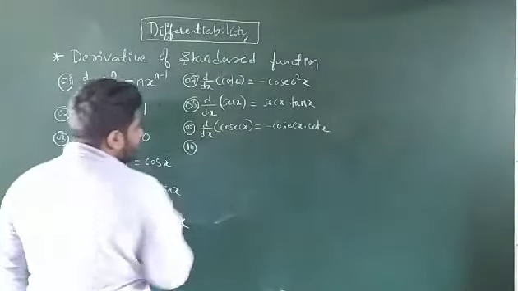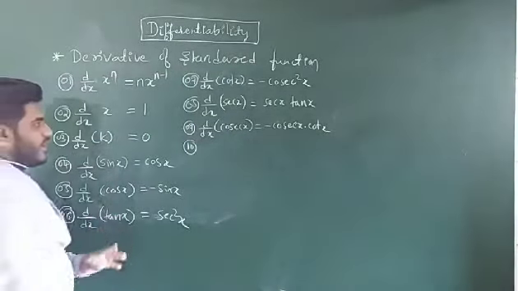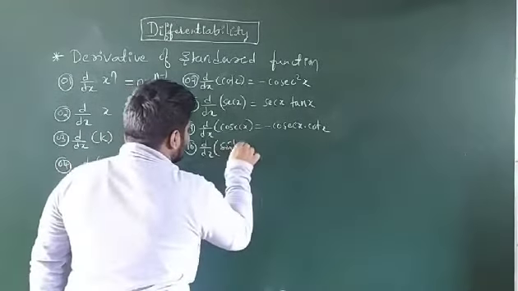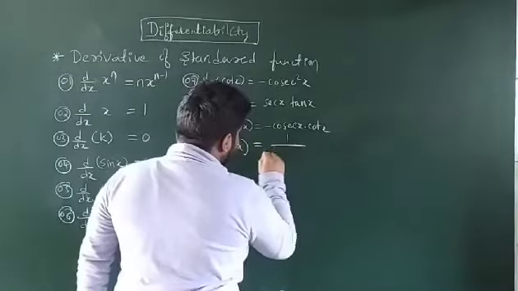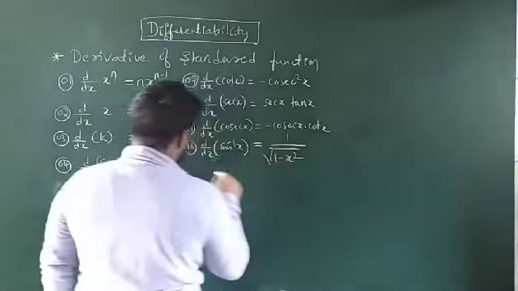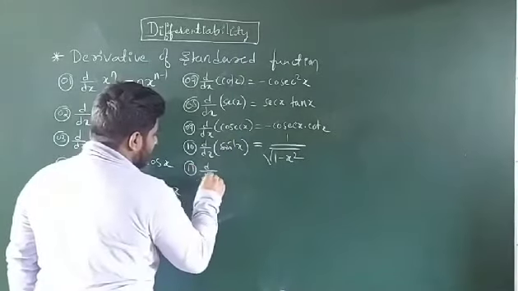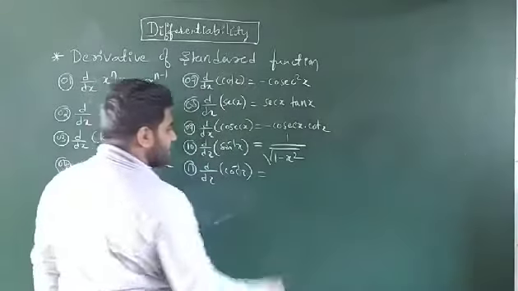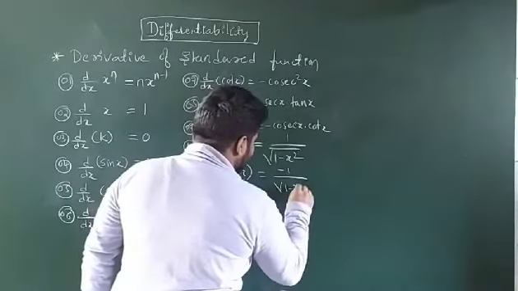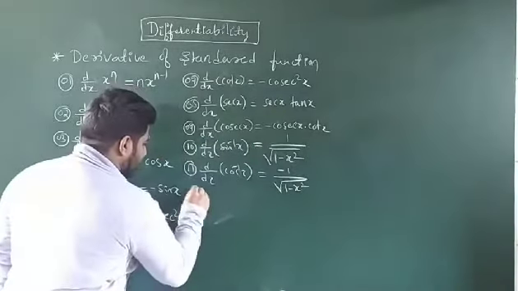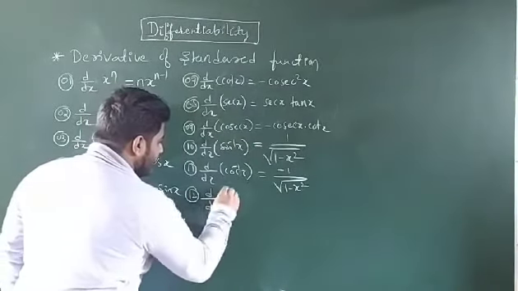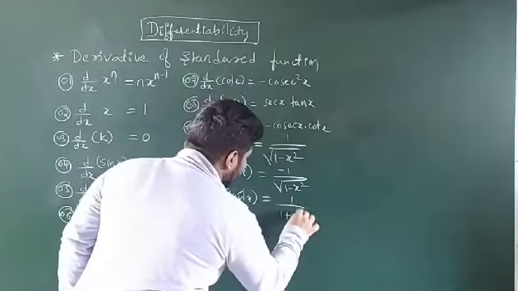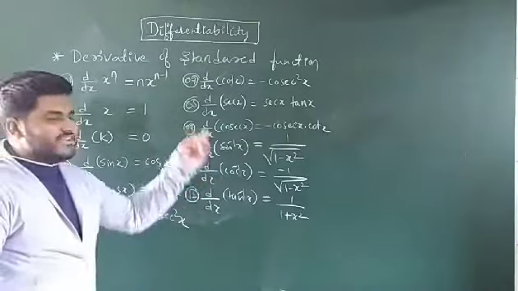Next, the 10th one. The trigonometric functions are over now. Now we have to take inverse trigonometry. D by dx of sine inverse x equals 1 divided by square root of 1 minus x square. 11th one, d by dx of cos inverse x is minus 1 divided by square root of 1 minus x square. 12th one, d by dx of tan inverse x is 1 divided by 1 plus x square. So these are the inverse trigonometric formulas.